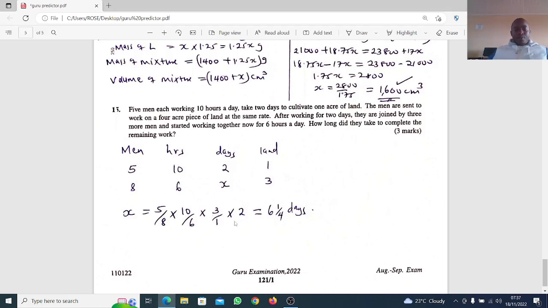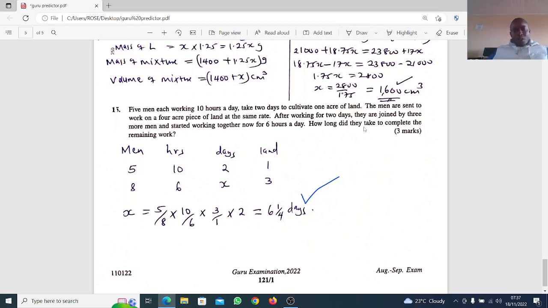Times, forget about this one. If whatever land is 1 acre, it is being done in 2 days. 1 acre, 2 days. So 3 acres, it will be more days automatically. So it is more over less, times 3 over 1, then times that 2. So all this, if you multiply, you will get 6 1/4 days. That is the answer. That is what was required. That is the answer of this question.